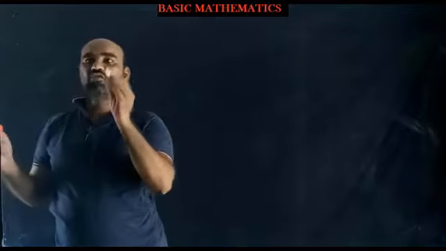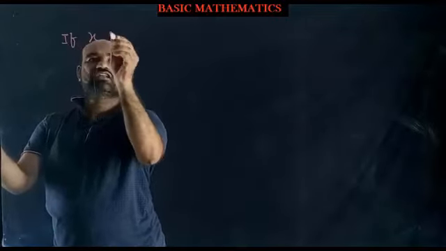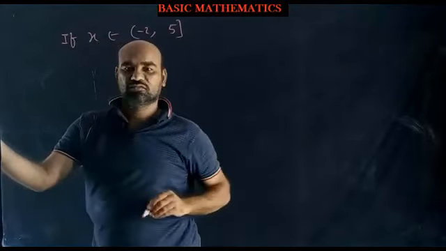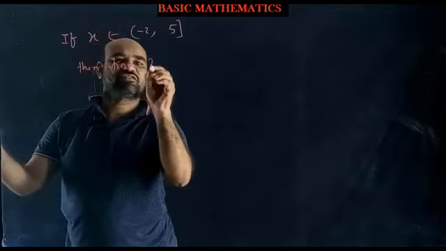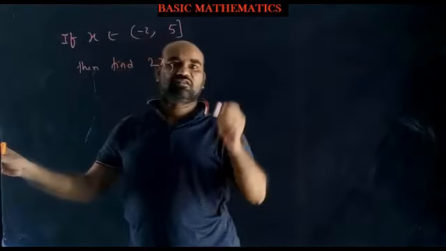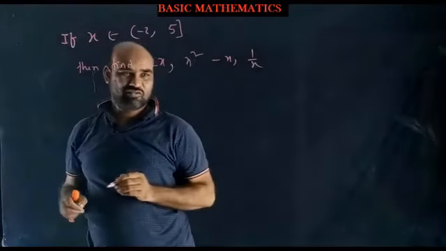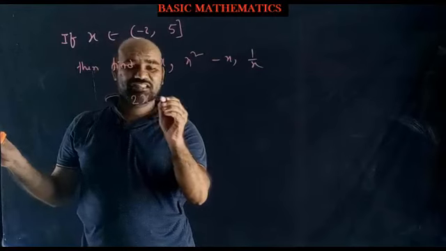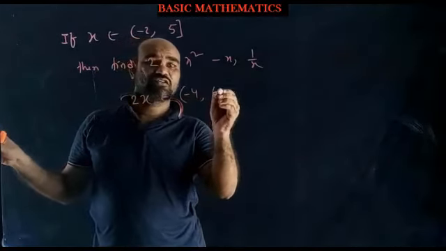Okay friends, one more problem. If x belongs to open -2 to 5 closed, then find 2x squared minus x, 1 by x. Just 2x I want first. Directly I can say that 2x belongs to open -4 to closed 10.